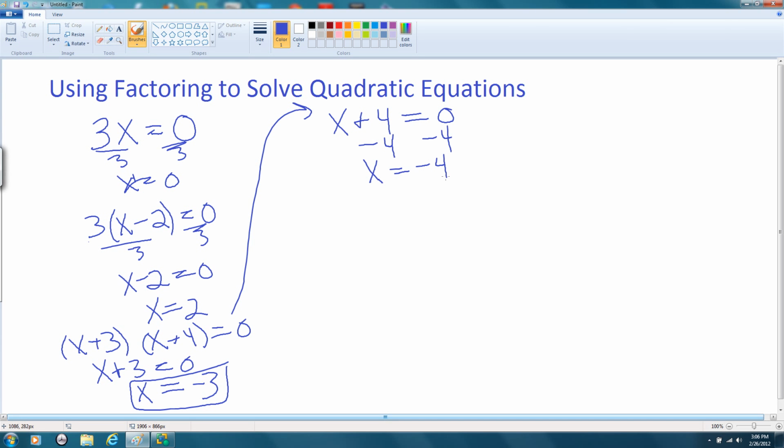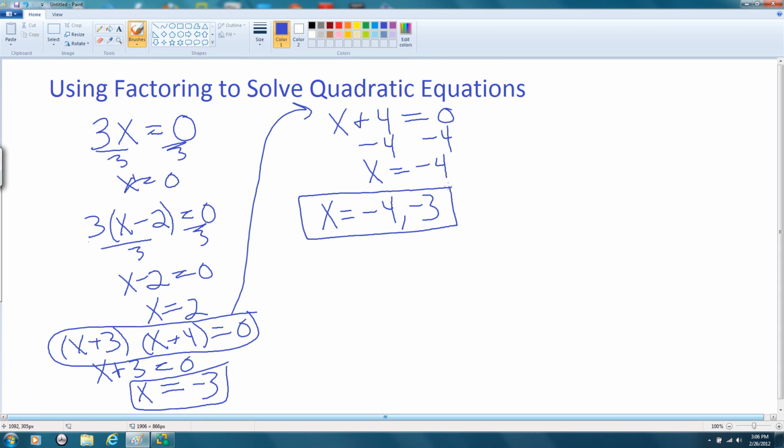So we actually have 2 answers to this right here. And our answers are x is equal to negative 4, comma, negative 3. We usually put the lower number first here. And so that's our answer to that.